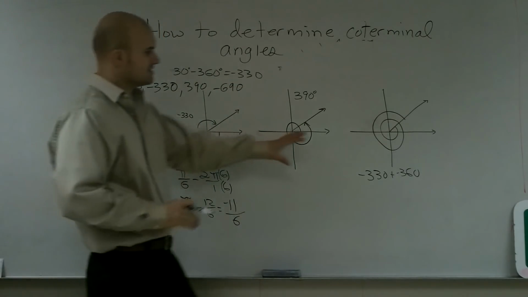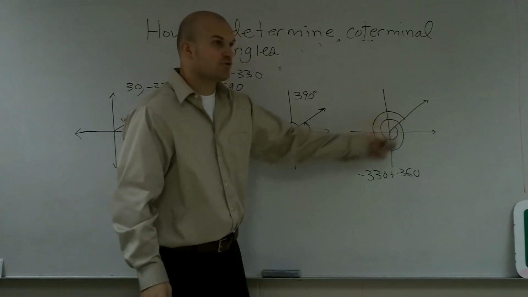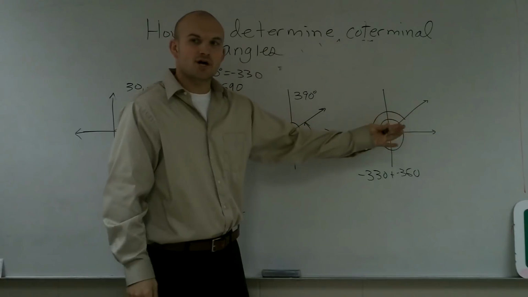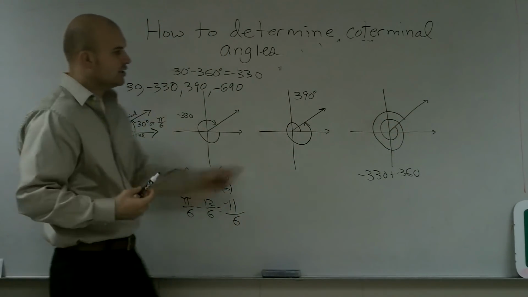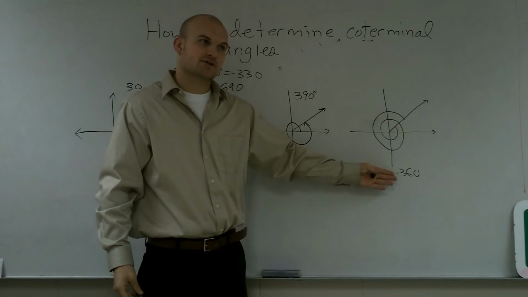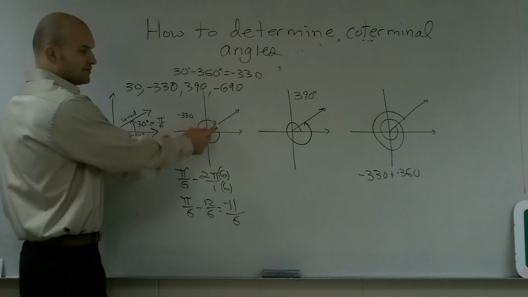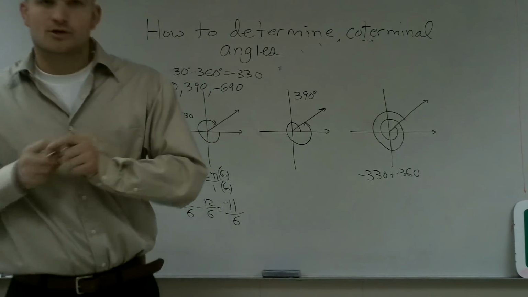The reason I show you guys these multiple ones is that a lot of times in your problems you'll get angles that are greater than 360 degrees. So if you need to find your angles that are between 0 and 360, you're going to have to subtract away your 2 pi or your 360 degrees to get them between 0 and 360. Okay? All right, that is how you determine coterminal angles.